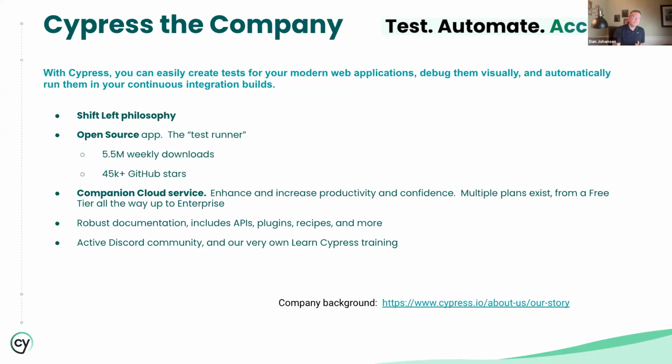A couple more things that we hear a lot from our users who really appreciate them: there's robust documentation, which includes APIs to our test runner, plugins, and different recipes or examples of how you would do things. We also have multiple communities. We have an active Discord community, and we even provide our own training material on learn.cypress.io. All this is available so that we can ensure our users know the tips and tricks for how to best generate the test code, and we can all learn from each other within the community.